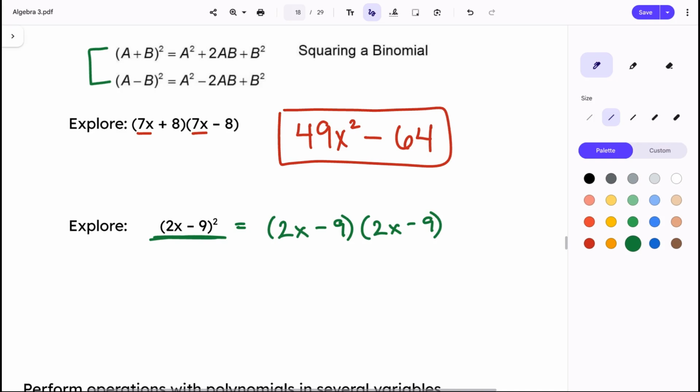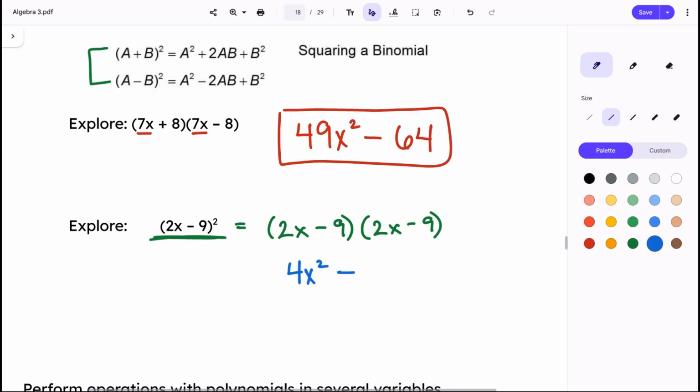So if you follow it, you're going to take your first term and you're going to square it. So what's 2x squared? 2x squared is 4x squared. Okay, and then it's going to be minus 2 times your a times your b. So the a term is 2x, the b term is the 9. So you're going to multiply those, and then you're just going to double it because you have the same inner term showing up 2 times. That's why we're doubling it.